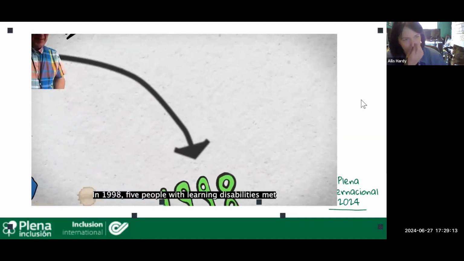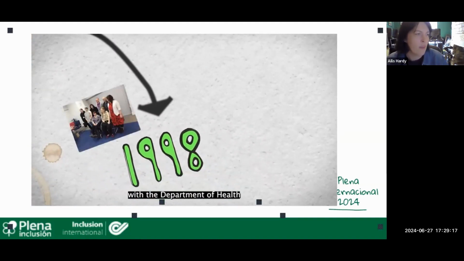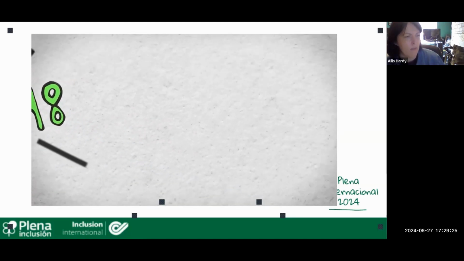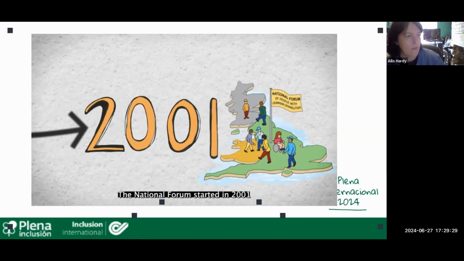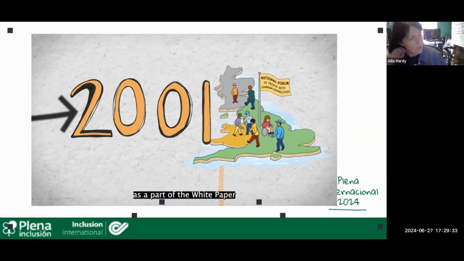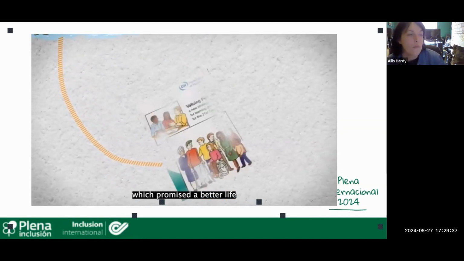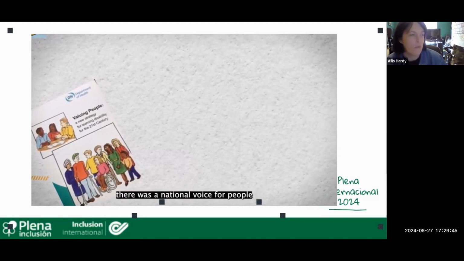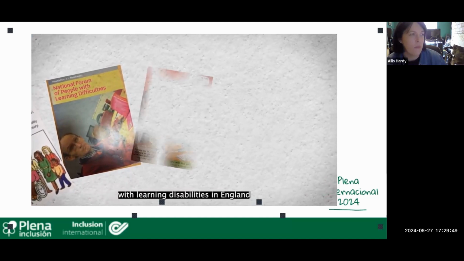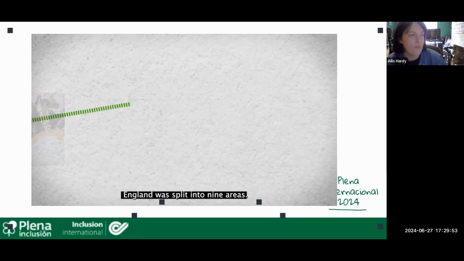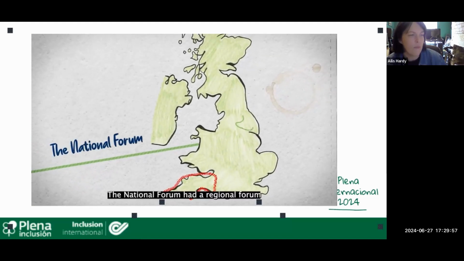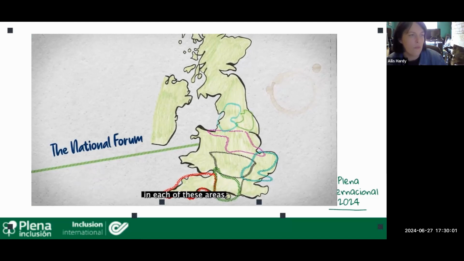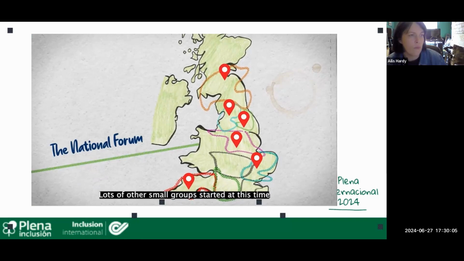In 1998, five people with learning disabilities met with the Department of Health to talk about setting up a national forum. The national forum started in 2001 as a part of the white paper Valuing People, which promised a better life for people with learning disabilities and their families. It was the first time there was a national voice for people with learning disabilities in England. To make the national forum work, England was split into 9 areas. The national forum had a regional forum in each of these areas. Lots of other small groups started at this time and would go to their regional forum meetings.